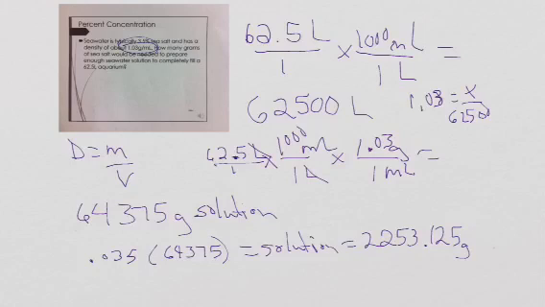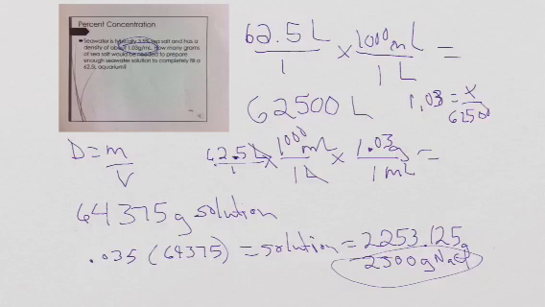And then, of course, I would round to significant digits, so it looks like maybe 2 either 2,300 or 2.3 times 10 to the third grams of NaCl in your solution. So that answered that question. Percent is exactly what it sounds like.